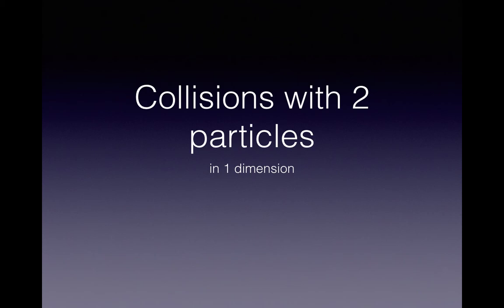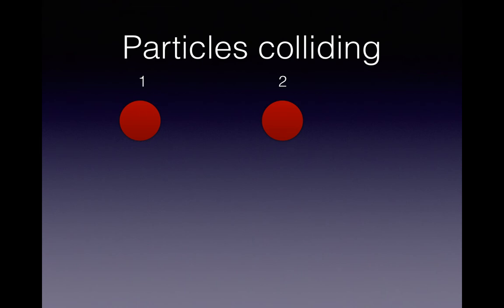The second part to this question is two particles colliding in one dimension. So we have two particles. Now both of these could be moving in the same direction. They could be moving in opposite directions as well. I've simplified it to start off with. Particle 2 is at rest, particle 1 moves and they collide.